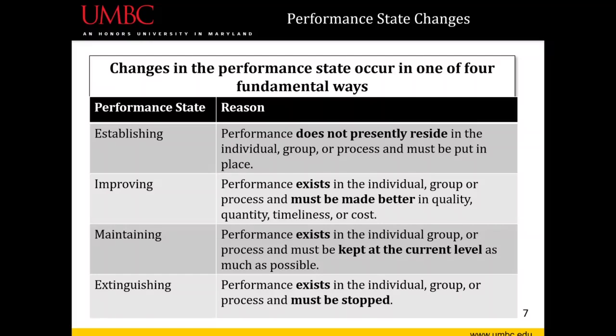Let's move on to maintaining. That's the third performance state. Performance exists in the group or the process and must be kept at the current level as much as possible. So they already have it at that level and are maintaining. We just want to maintain the current performance. And then extinguishing. The performance exists in the individual, group or process, and it must be stopped. Something is happening there that we have to stop.